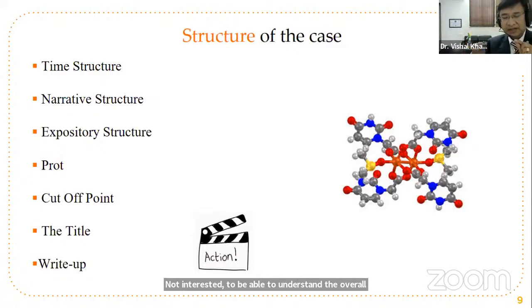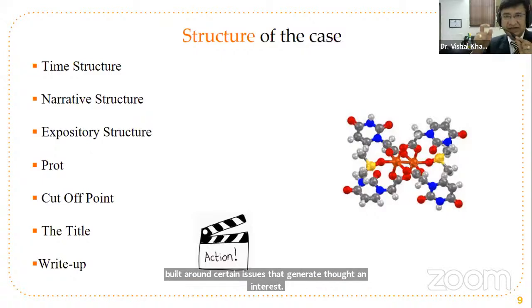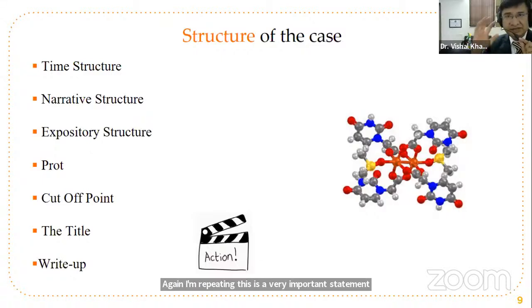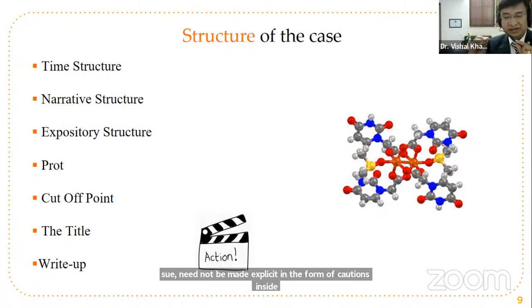So it's very important. We don't have to write only blind narrations, but the case must be built around certain issues that generate thought and interest. Again, I'm repeating, this is a very important statement. It must be built around certain issues that generate thought and interest, like conflict, decision, reaction, recognition, and so on. This issue need not be made explicit in the form of questions given to the participants.